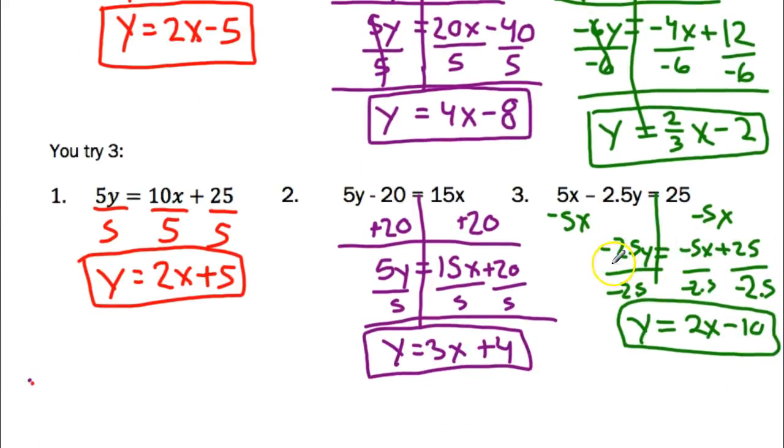Alright, so I did that, and then I had negative 2.5y, so I divided it by negative 2.5, and that gave me y. And then over here, I did negative 5 divided by negative 2.5, and I got 2. And 25 divided by negative 2.5, I got negative 10.